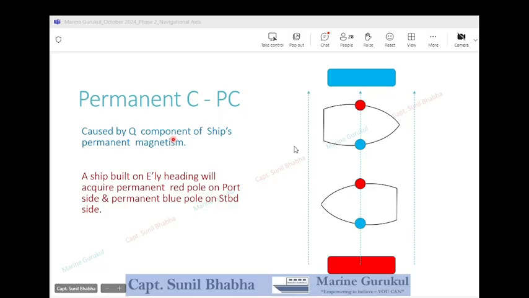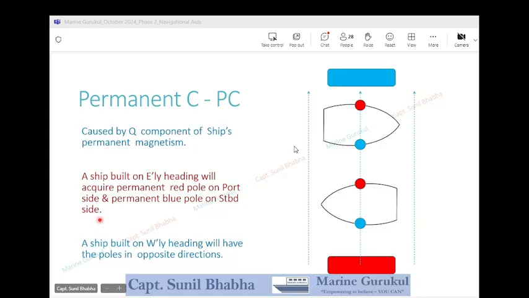Now, to understand it more clearly, let's assume that we have a ship which is built in a yard on an easterly heading. If the ship is built on an easterly heading, the magnetic lines of force will be entering the ship's hull from the starboard side. Because of that, the starboard side will acquire blue polarity, and the magnetic lines of force will be leaving or coming out of the port side of the ship. So it will acquire a permanent red pole on the port side and a permanent blue pole on the starboard side.